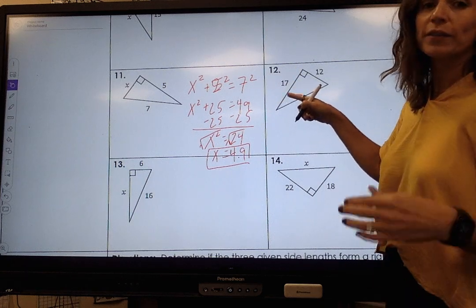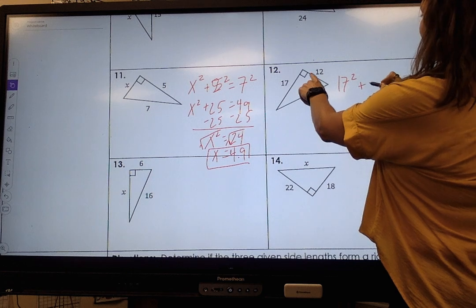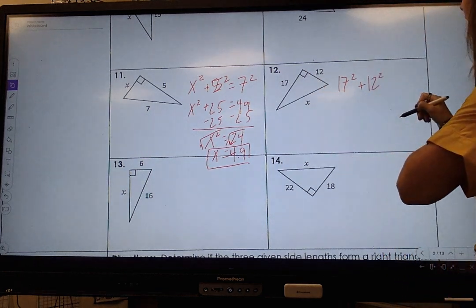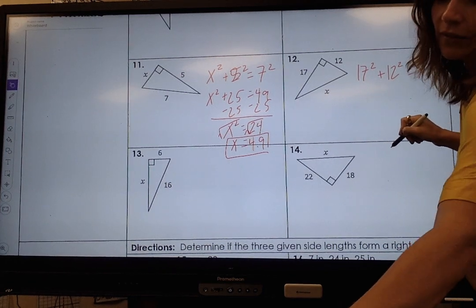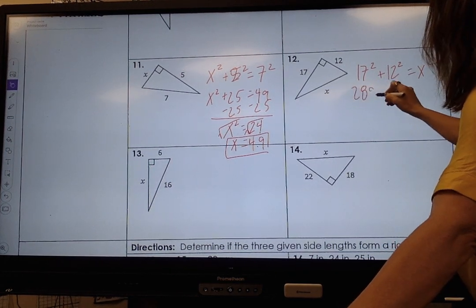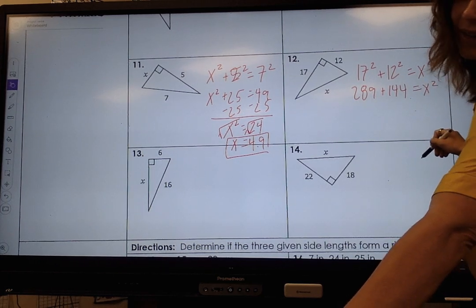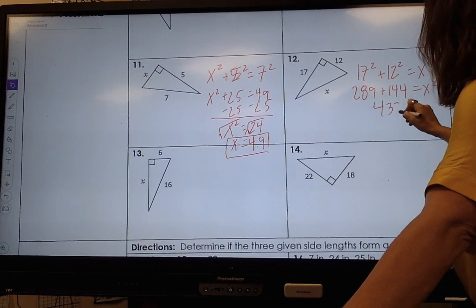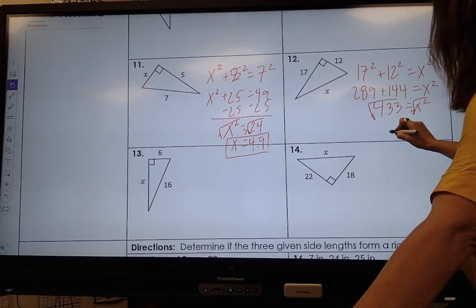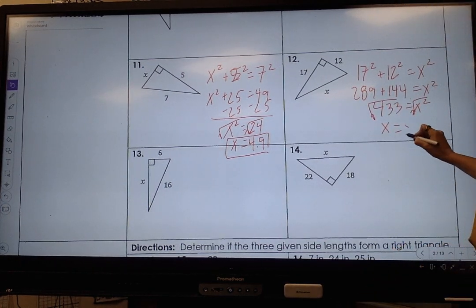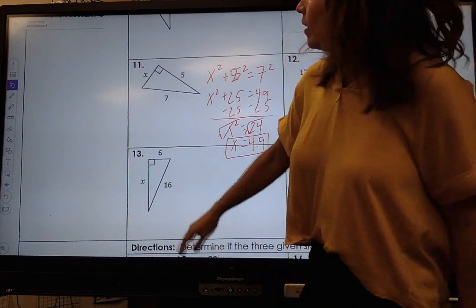Okay, let's look at number 12. Same formula. I take this leg and I square it. I add to that this leg and I square it. And that's going to equal my hypotenuse squared. So 17 squared is 289 plus 144, and that's going to equal x squared. When I add that together, I get 433 equals x squared. And I don't care about the square, so I'm going to take the square root. So x equals 20.8.